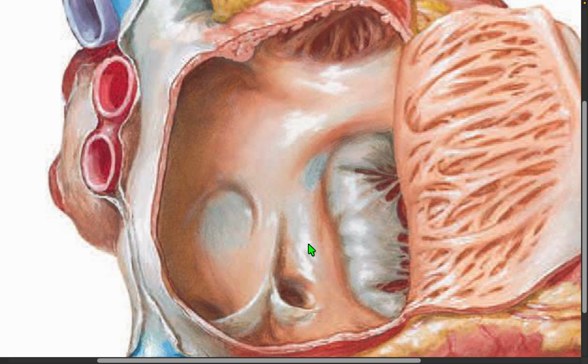The AV node, atrioventricular node, lodges in this triangle, and ventrocaudal to the node lies the membranous part of the ventricular septum. You can see the membranous part over here.